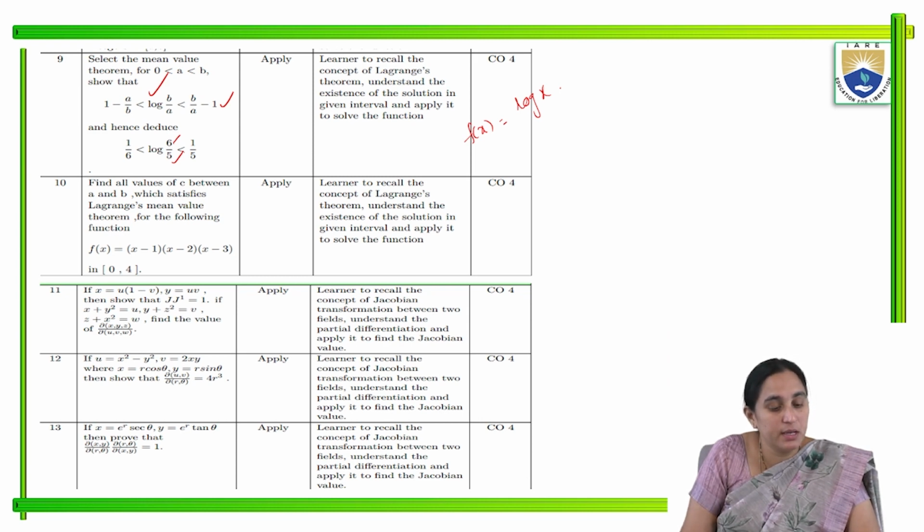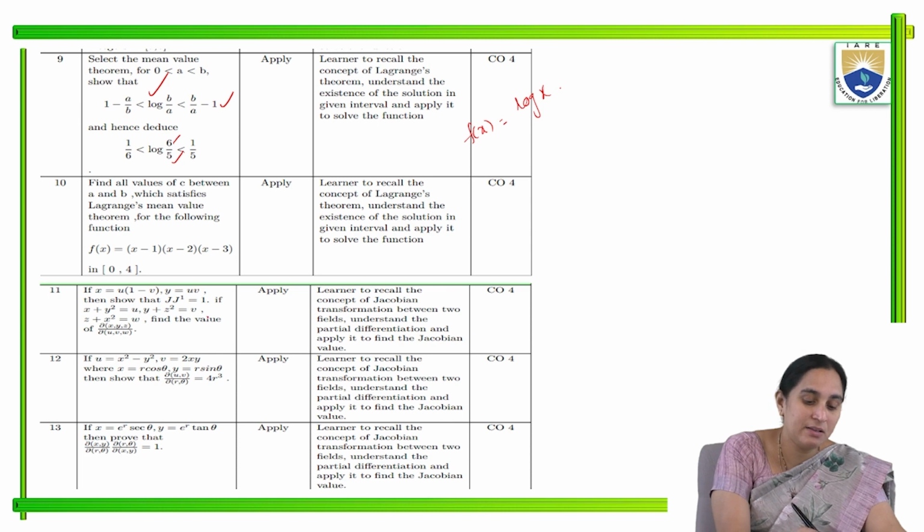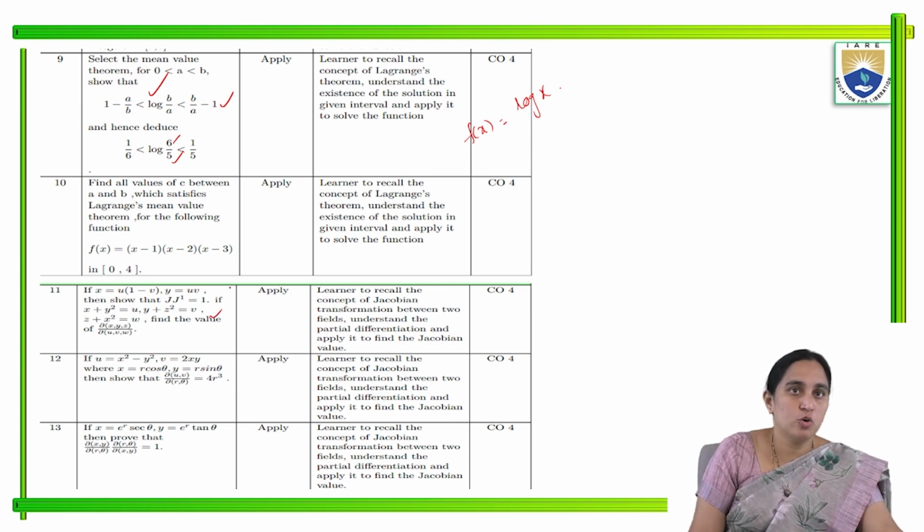If x is equal to u(1 minus v), y is equal to uv, then show that J into J dash is equal to 1. Here, what are the functions? x plus y square is equal to u, y plus z square is equal to v, and z plus x square is equal to w. Find the value of dou of xyz by dou of uvw. This comes under the Jacobian. If the function is in 3 variables, you have to write the formula accordingly and find out the Jacobian value of the given functions.